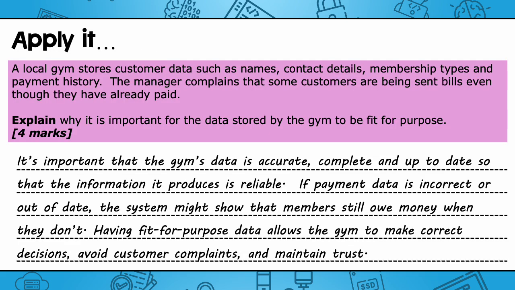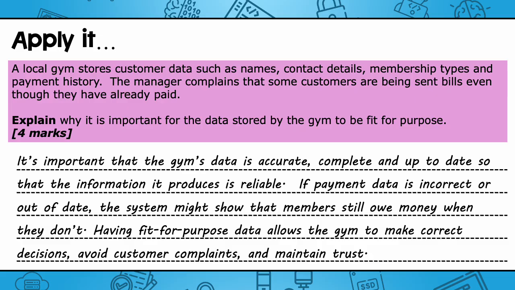So how do we apply it then? A typical question on the screen there: a local gym stores customer data such as names, contact details, membership types and payment history. The manager complains that some customers are being sent bills even though they have already paid. So explain why it's important for the data stored by the gym to be fit for purpose.